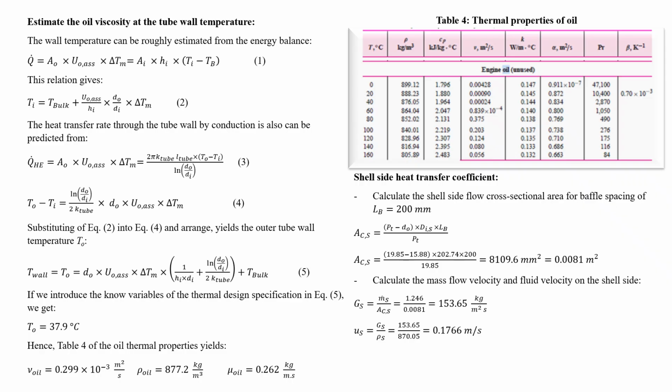and U shell equal to 0.1766 meter per second, and that will give the Reynolds number on the shell side, G sub S times D equivalent divided by mu, equal to 17.09.